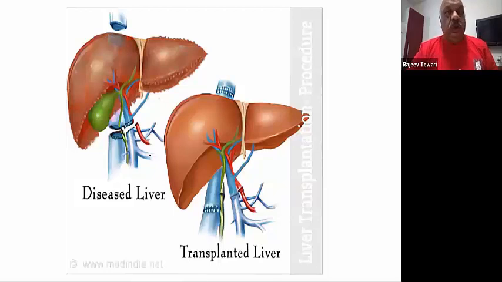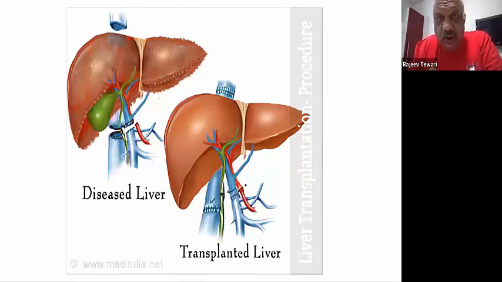And this is what you do. This is a cadaver transplant where the whole liver is taken in toto with a part of inferior vena cava. And you can see you have simply done anastomosis end to end. Inferior vena cava with inferior vena cava, portal vein with portal vein, hepatic artery, and bile duct with bile duct.